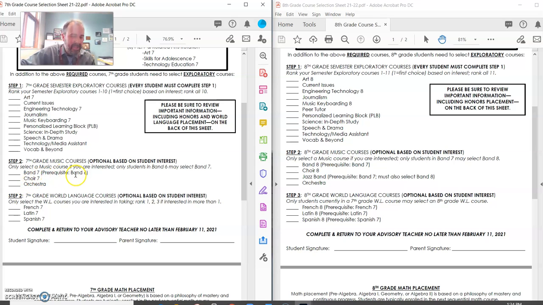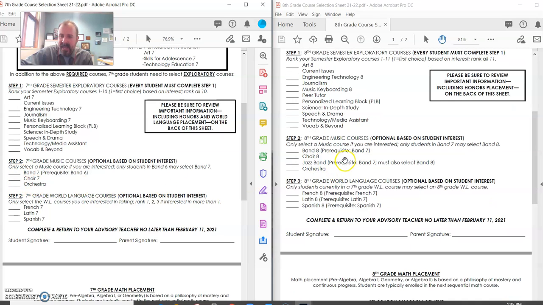Now, if you're coming into the 7th grade and you did not take band in the 6th grade, know that you cannot check band 7. You're not allowed to go into it. You have to have band 6 to take band 7, unless you speak with Mr. Yale and he grants you some sort of exception, okay? But here in step 2, you're only going to complete step 2 if you want to take a full year of music. If you do, then you're going to check which one of these you want to take.